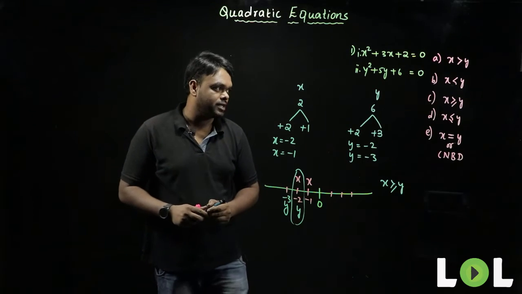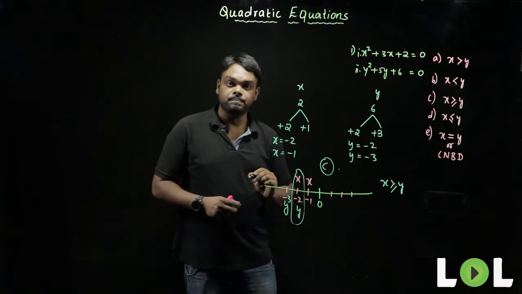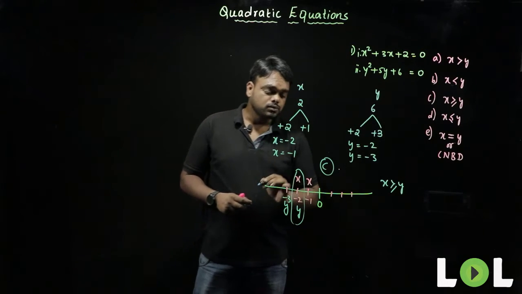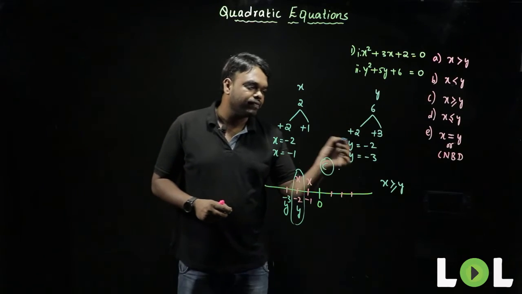And that must be our answer. Do we have the option? Yes, option C is our answer. Now, observe. Should we draw this number line every time? No. Just by looking at the roots, you can do this.